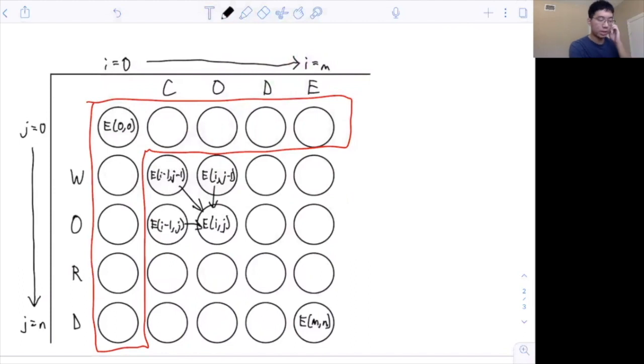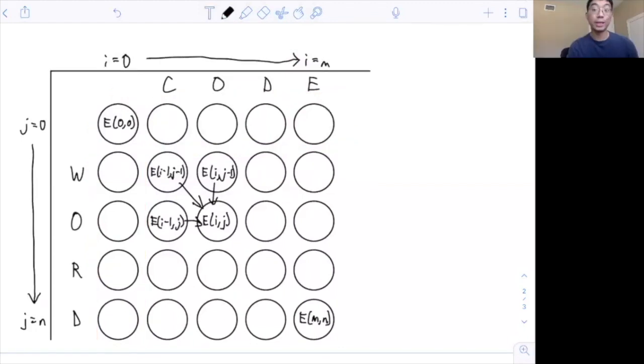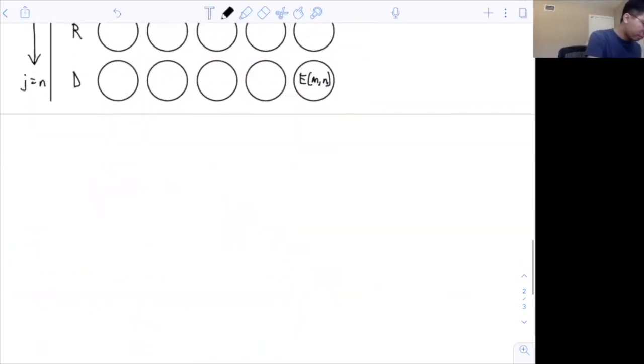But when one of the strings is the empty string, let's say if x is the empty string, then the only thing we can do is just keep adding all of the j characters in y. And similarly, if y is an empty string, then the only thing we can do is keep deleting characters in x until we get the empty string. So if j is 0, then e of ij is just i, and if i is 0, then e of ij is just j. So now that we have our subproblems and our recurrence relation, we're ready to start writing our algorithm.